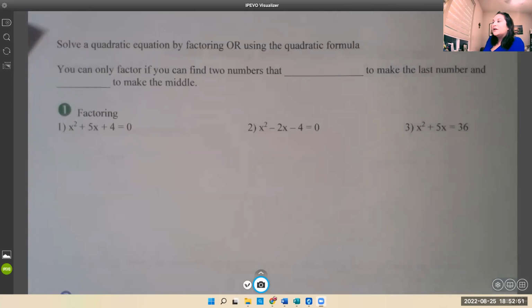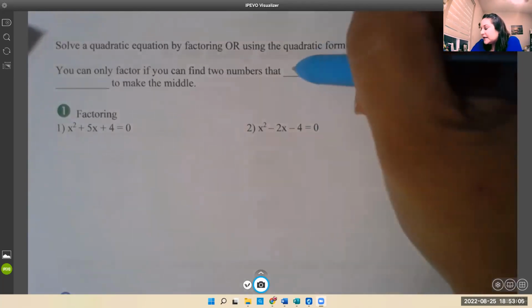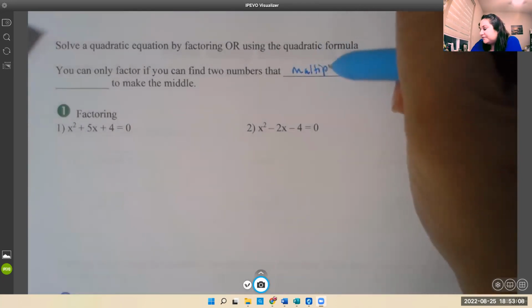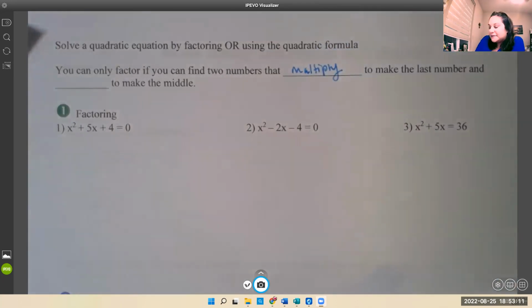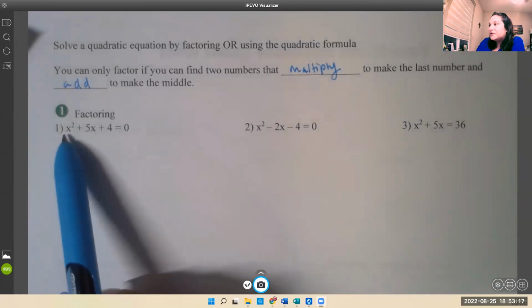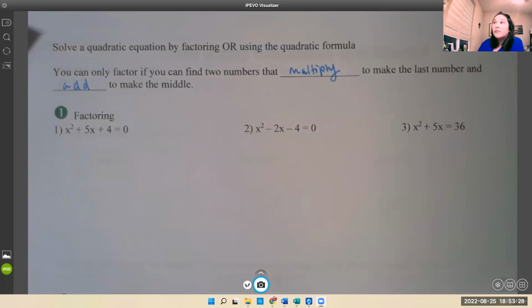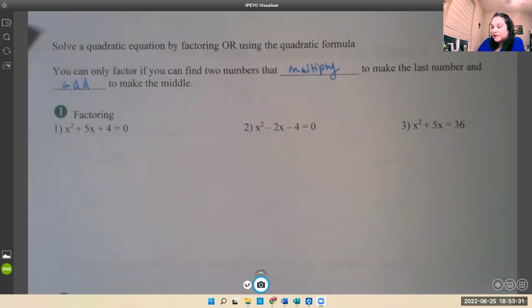To solve a quadratic equation, you can use one of these two methods or complete the square. I'm just going to cover factoring and the quadratic formula. You can only factor if you can find two numbers that multiply to make the last number and add to make the middle. Now, these are some really old notes that I pulled. That's only true if there's no number in front of the x squared. You saw this semester that is more complicated factoring, but well worth it, because solving by factoring is by far the best method if it's available to you, if it factors.